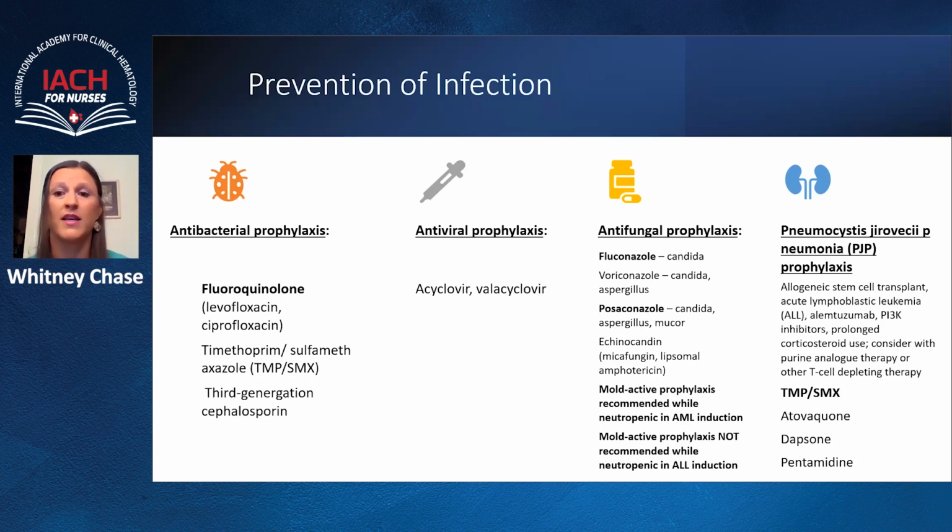So pneumocystis prophylaxis is recommended in several scenarios: allo stem cell transplant, ALL throughout its treatment, alemtuzumab for a minimum of 2 months following completion of treatment, prolonged corticosteroid use, and then you might consider it in purine analog therapy or other T-cell depleting therapies. The recommended first-line prophylaxis for that is TMP-SMX, and then atovaquone, dapsone, and pentamidine are alternatives.